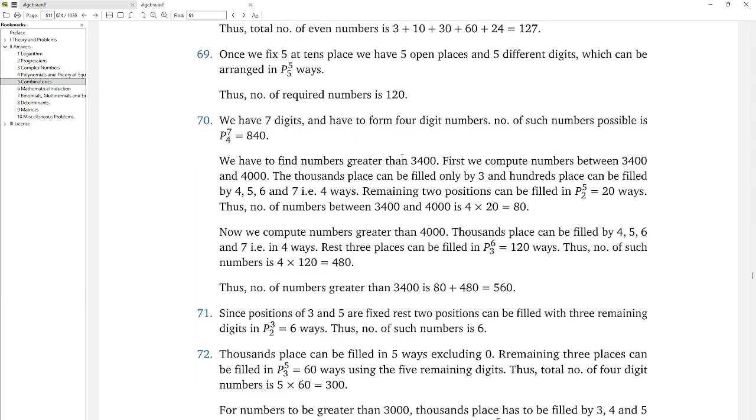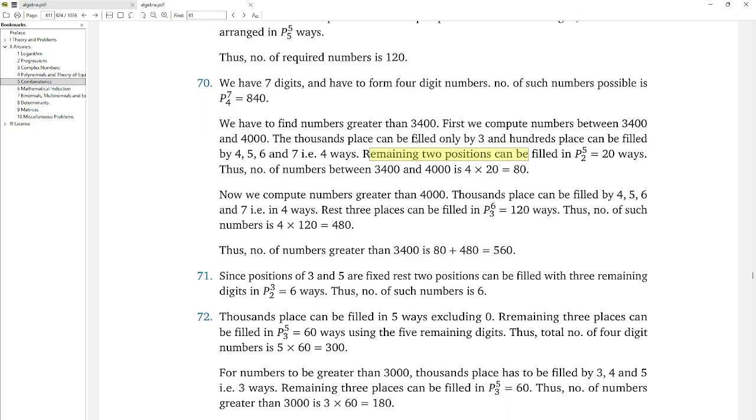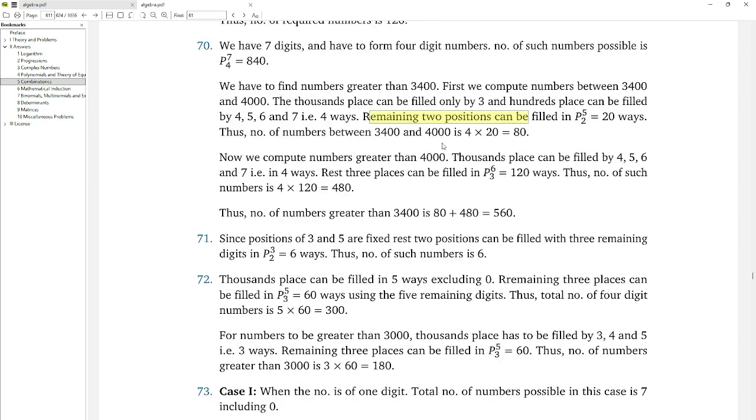Now we have to find numbers greater than 3400. First we compute numbers between 3400 and 4000. In this case, the thousands place can be filled by 3. The hundreds place can be filled by 4, 5, 6, 7, that is 4 ways. The remaining 2 positions can be filled in 5P2, that is 20 ways. The number of numbers between 3400 and 4000 is 4 multiplied by 20, that is 80.